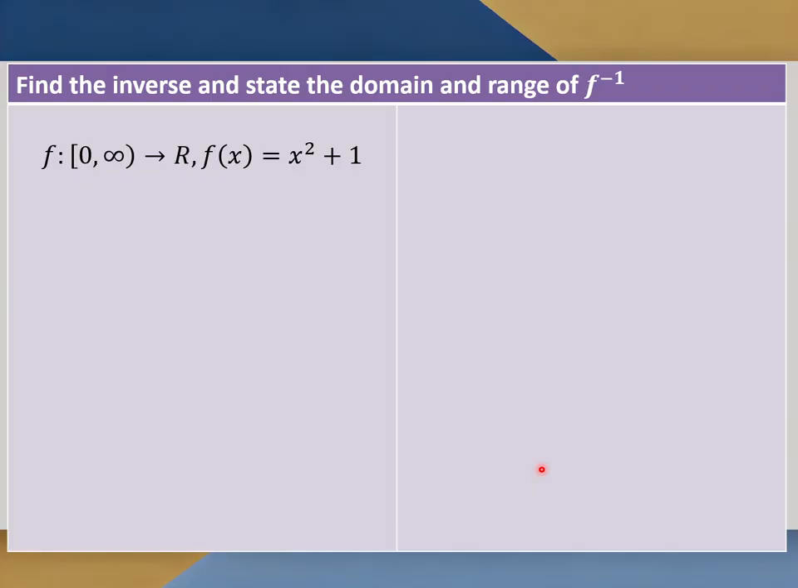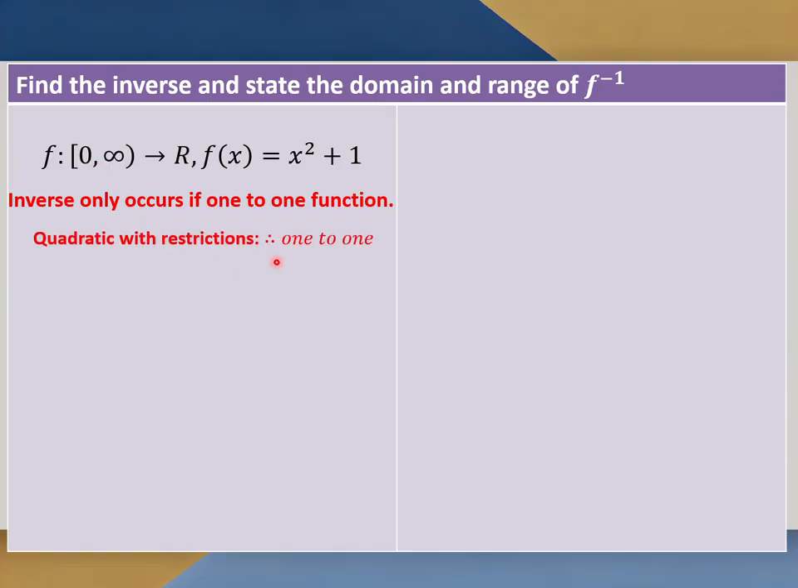If I look at this question here, again we're going to find the inverse and state the domain and range of the inverse. We've got a function with a domain starting at 0 and going to infinity, where f of x is equal to x squared plus 1. The first thing we need to think about is that an inverse will only occur if it's a one-to-one function. A quadratic is not a one-to-one function, but with a restriction at the turning point, it turns into a one-to-one function. Therefore, we can switch our x and y.